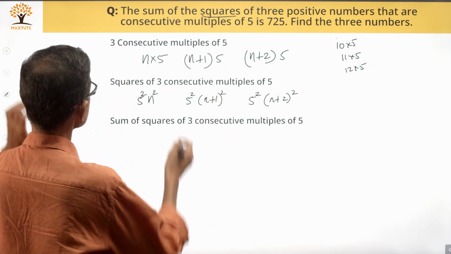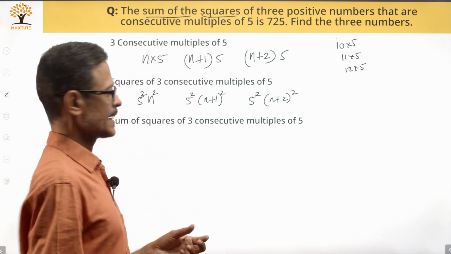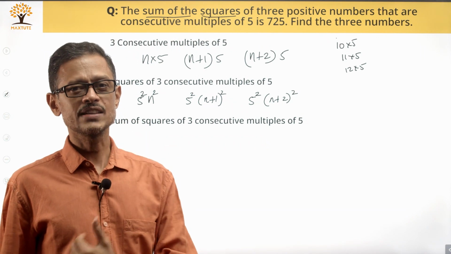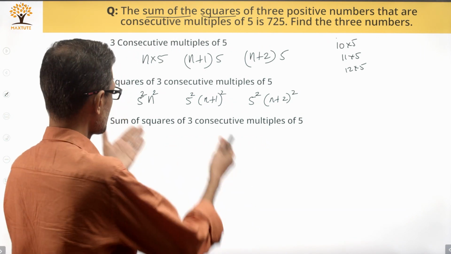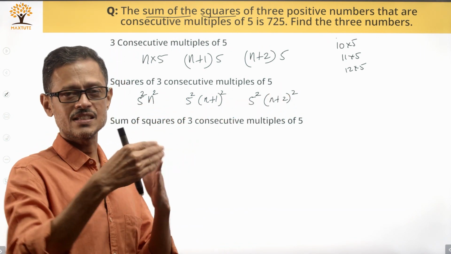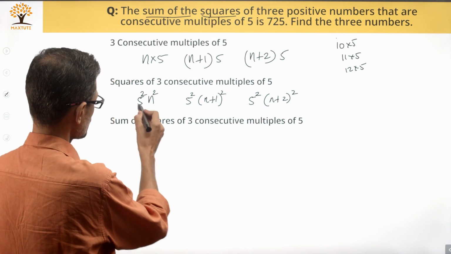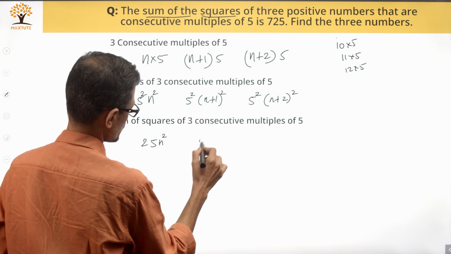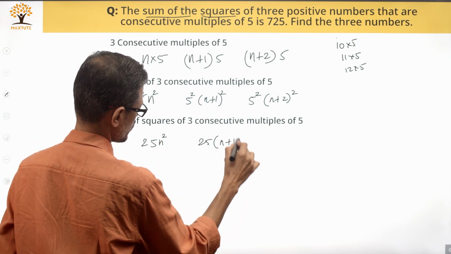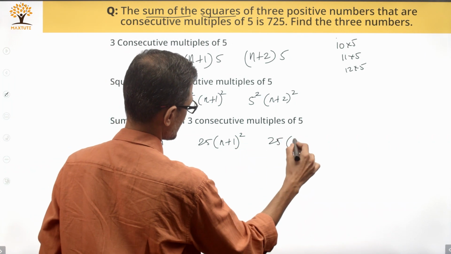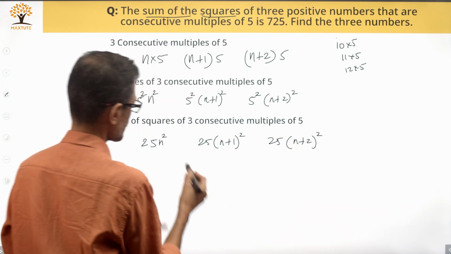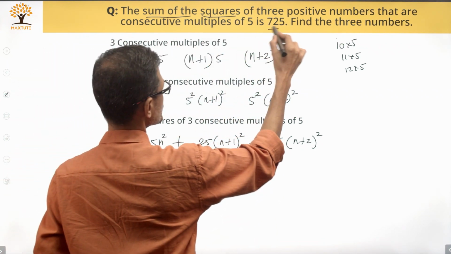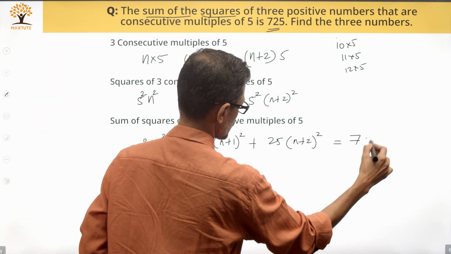The third part is the sum of the squares. We found out what the squares are. Now we have to find the sum of the squares of the three consecutive multiples of 5. Up to this point, we have those three elements as separate elements. Let us add them up. This 5 square into n square we will write as 25n square. This one we will write as 25 times n plus 1 the whole square, and the third one is 25 into n plus 2 the whole square. So, the sum of the squares is equal to 725, which is what the question is all about.